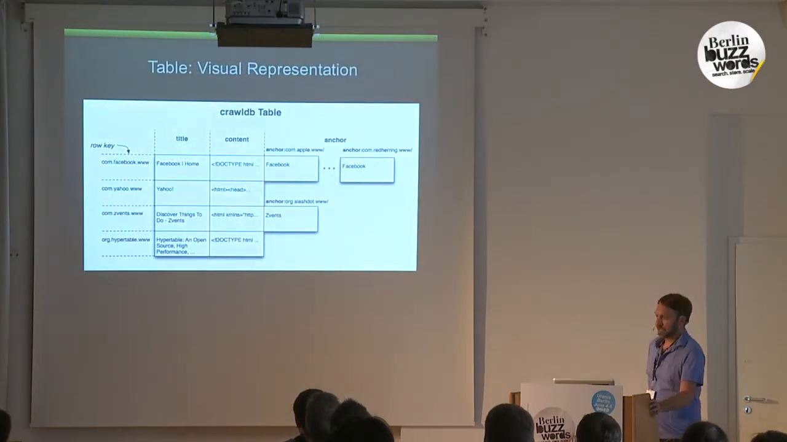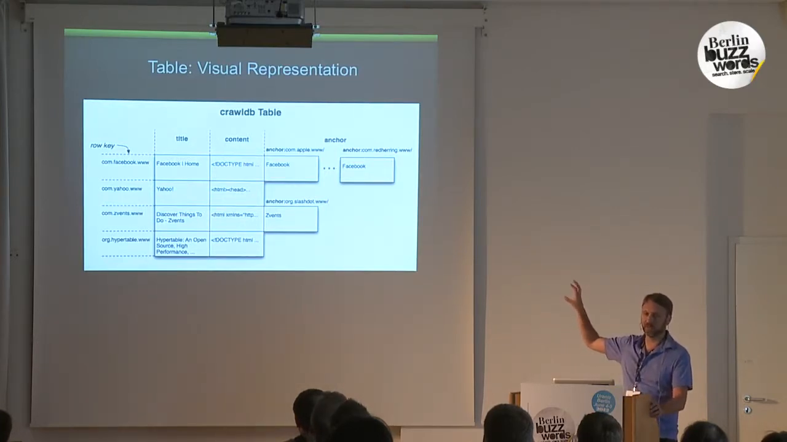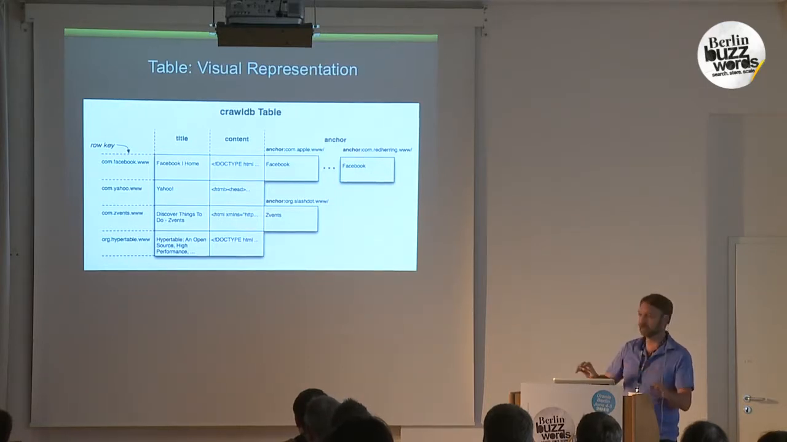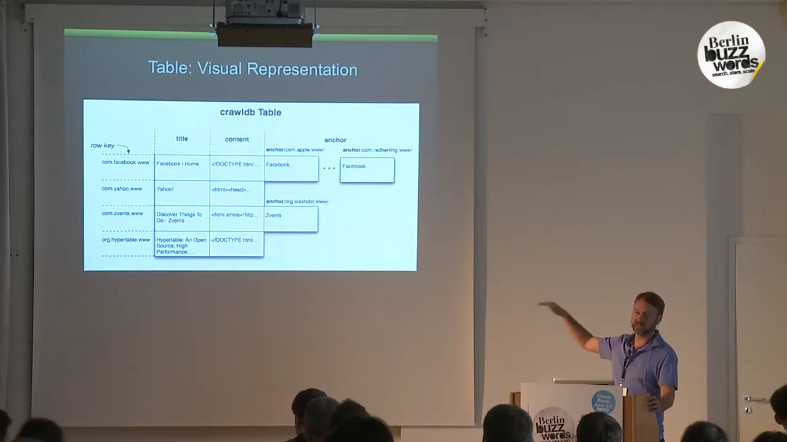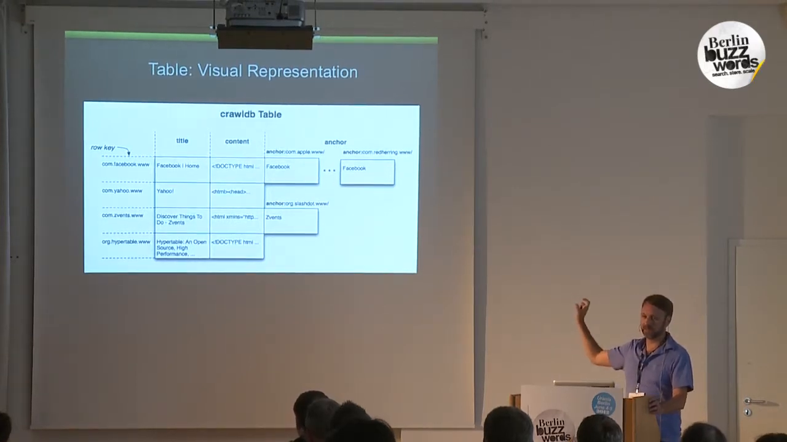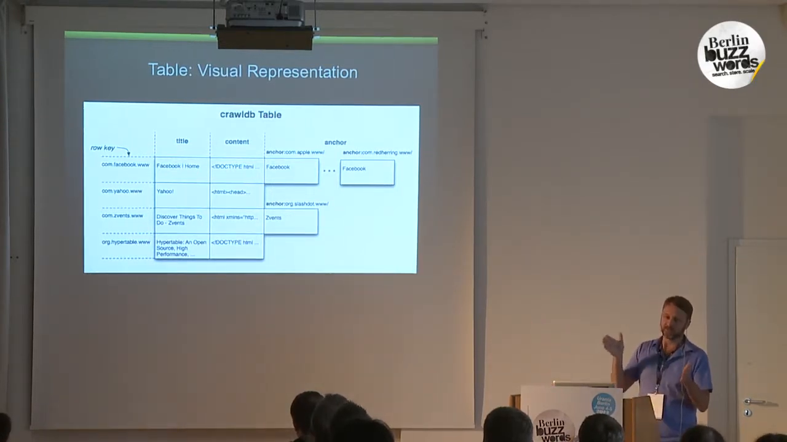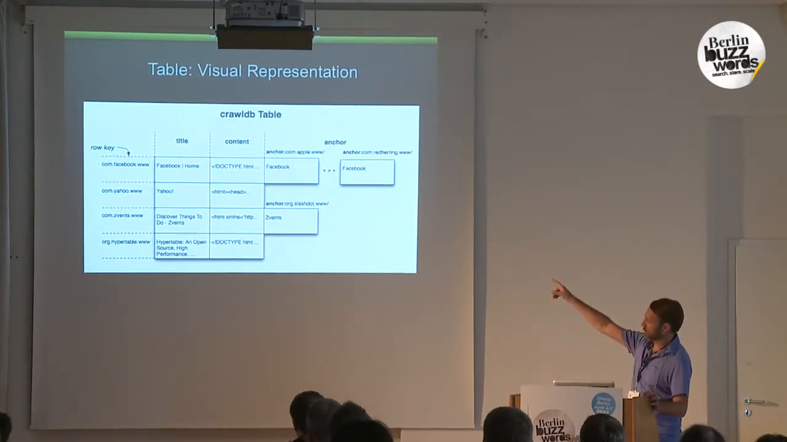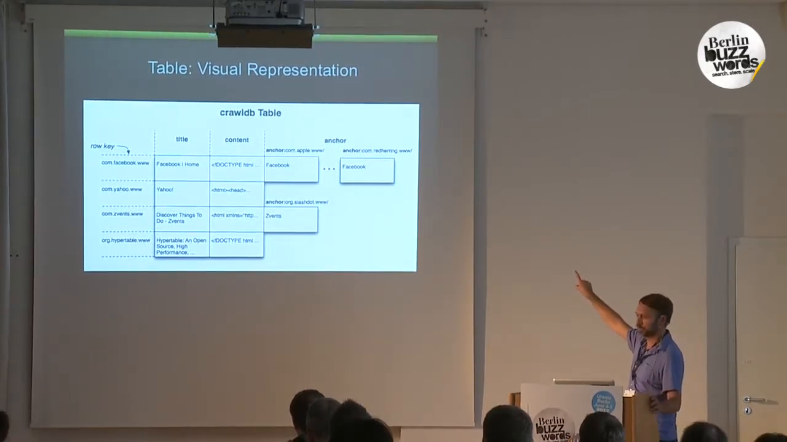So here's a diagram of what a table in Hypertable looks like. This was taken from the Bigtable paper where they describe their crawl database. For every page that they crawl, they represent that as a single row in this table. And the row key is the URL for the page with the domain name reversed so that all URLs for the same domain sort next to each other in the table. As you can see here, there are three column families: a title, a content, and anchor.